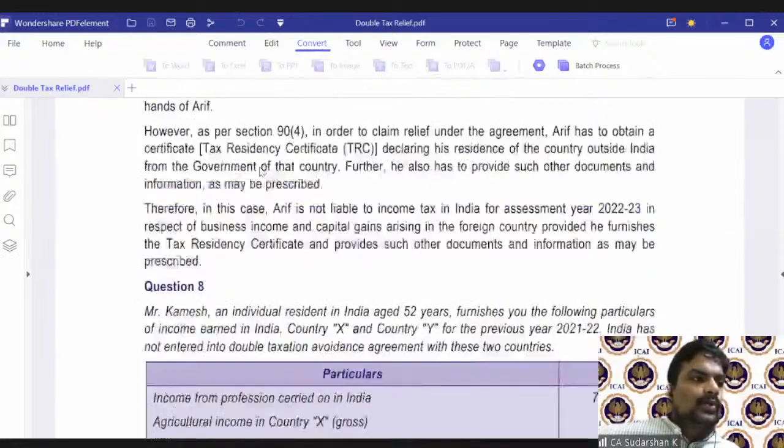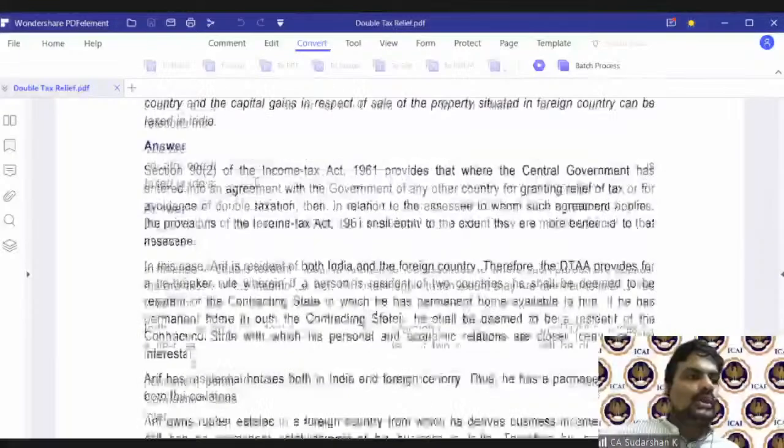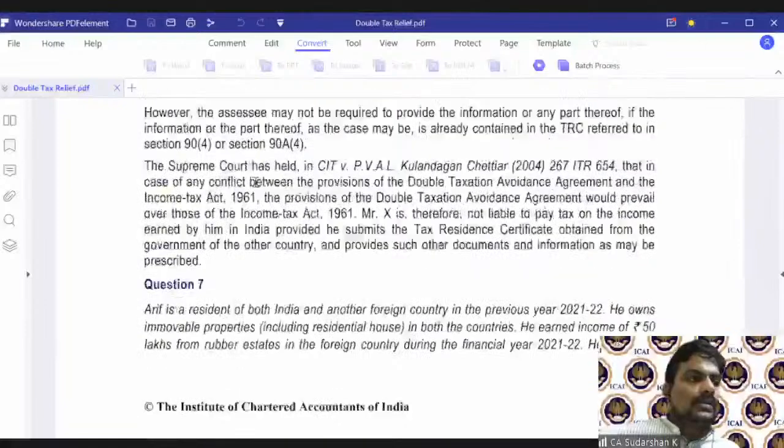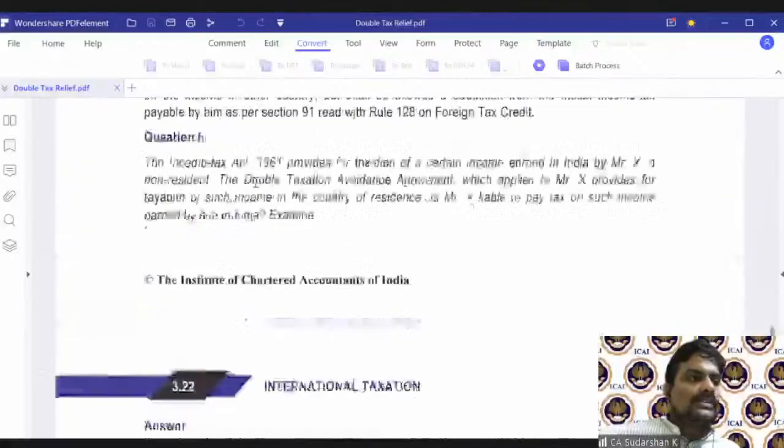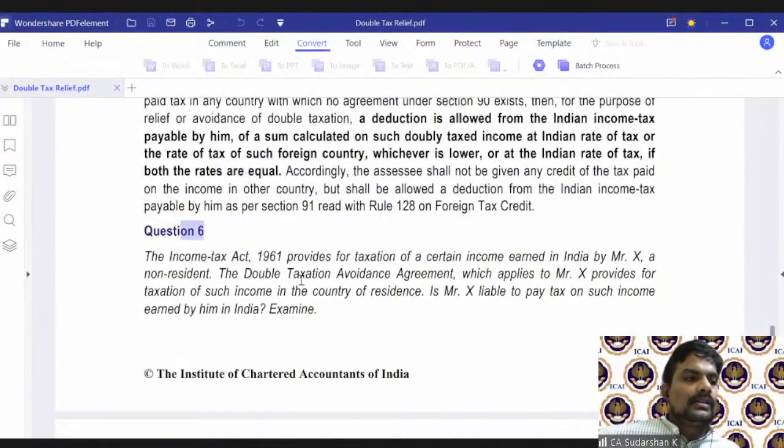On 92, same thing, you can also look at question number 6. The Income Tax Act provides for taxation of a certain income earned in India by Mr. X, a non-resident. The double tax avoidance agreement, which applies to Mr. X, provides for taxation of such income in the country of residence.